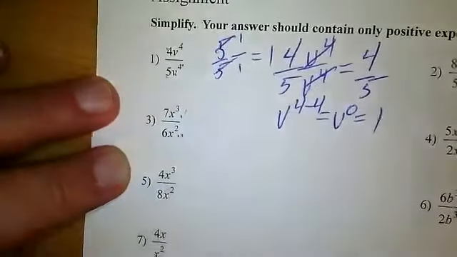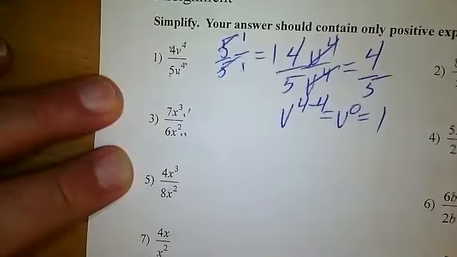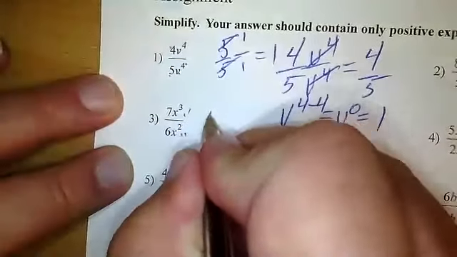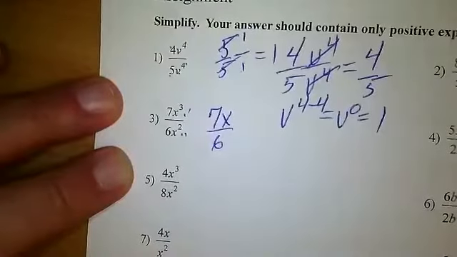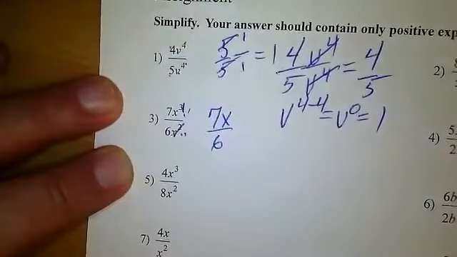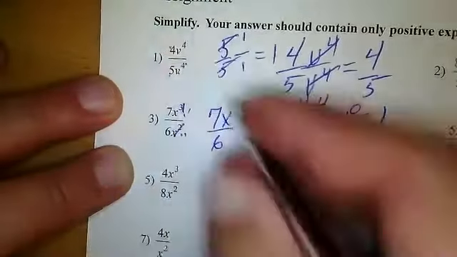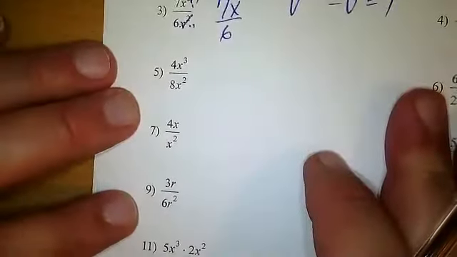All right, now let's look at this. What's x to the third over x to the second going to be? X to the first, right? So I'm going to have 7 over x divided by 6. Doesn't that make sense? Because these two cancel out and this becomes a 1, doesn't it?